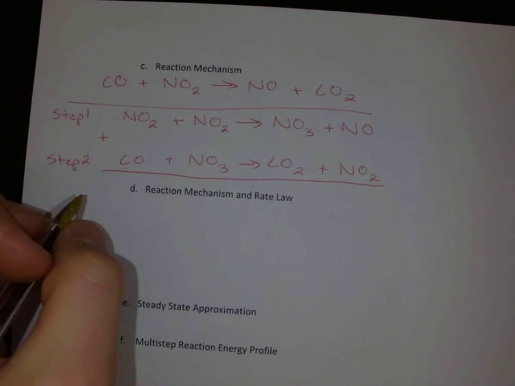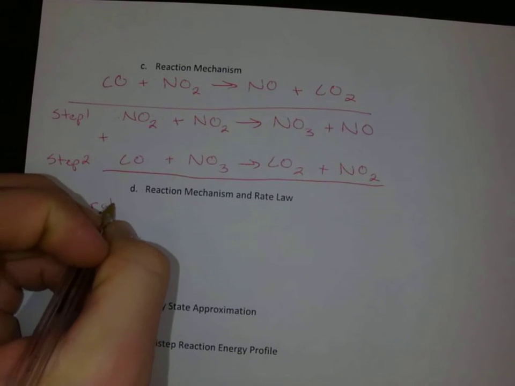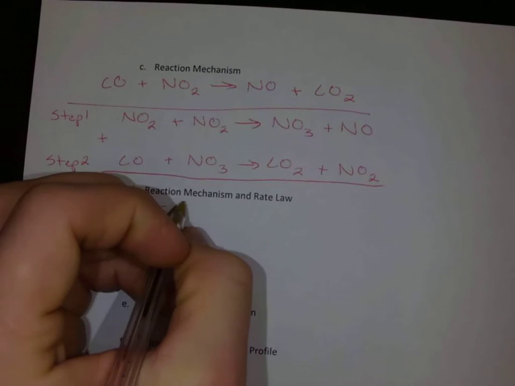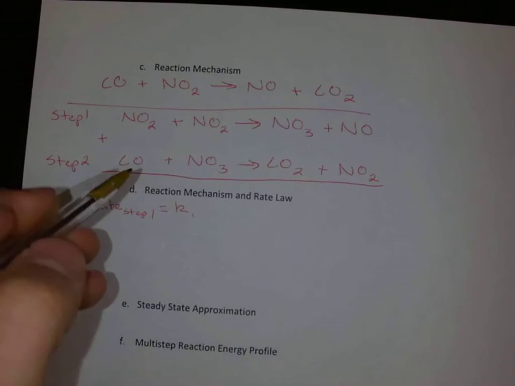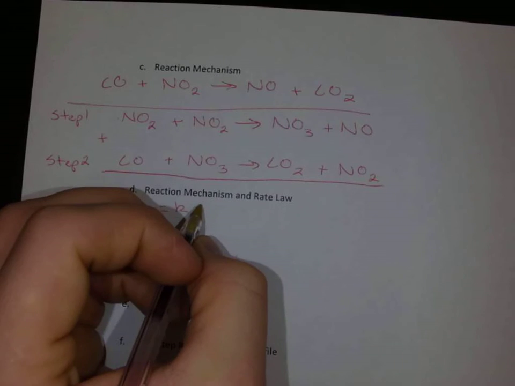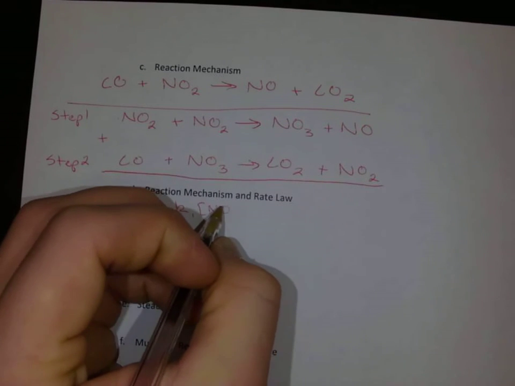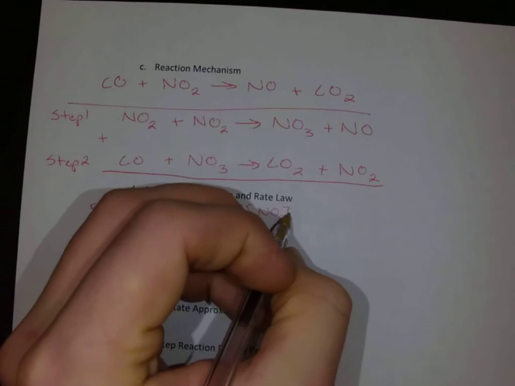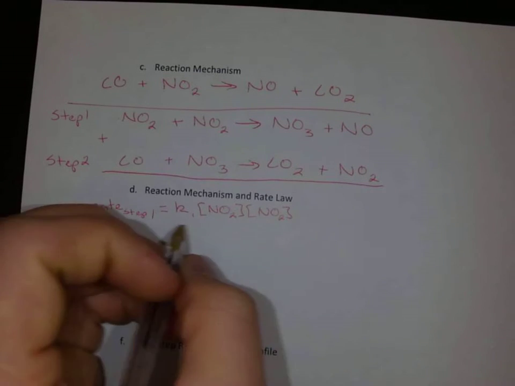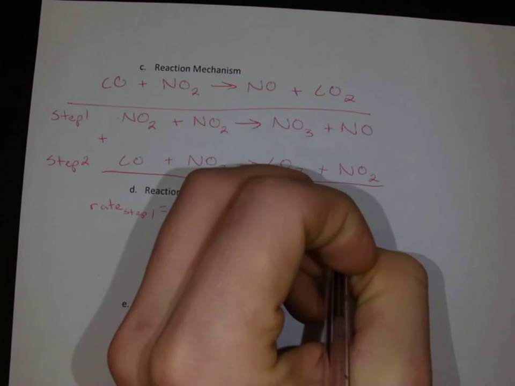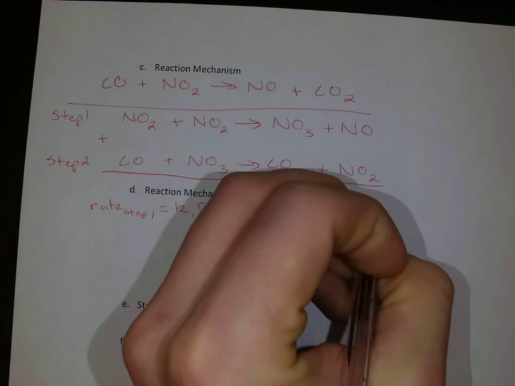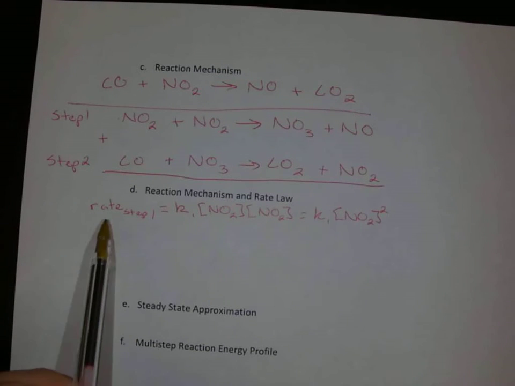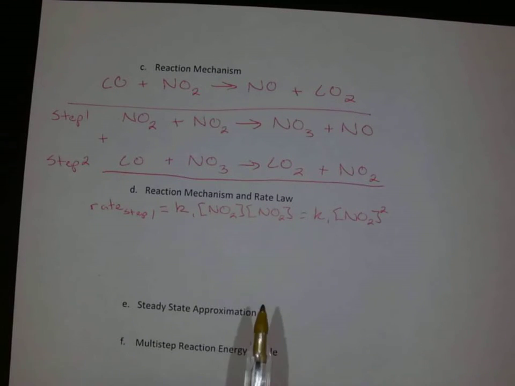So for step 1, my rate of step 1 is going to be equal to K1. We always have K there. And then it's going to be the concentration of NO2 times the concentration of NO2. Well, that's really just equal to K1 times the concentration of NO2 squared. So this is the rate law just for step 1.